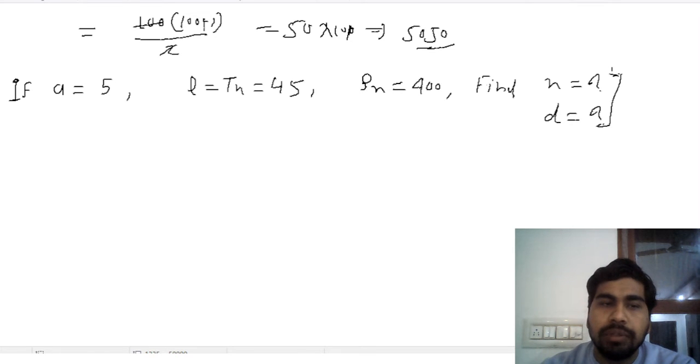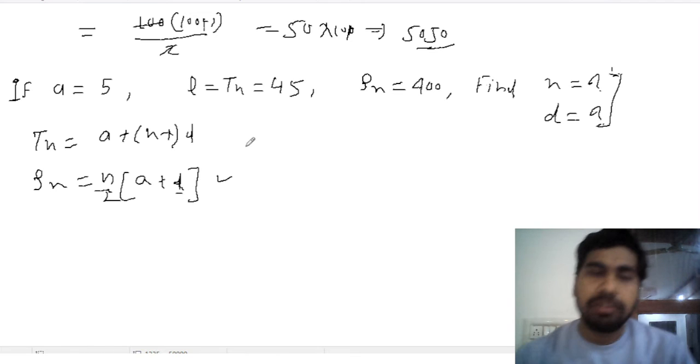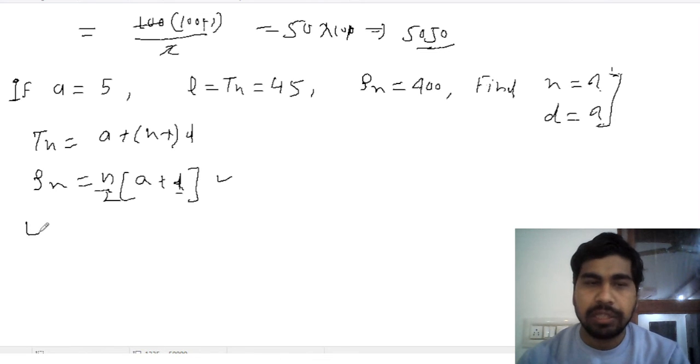Okay, so now we'll start the solution of the question. We know that Tn is equal to a plus (n minus 1) times d, and the second thing is Sn is equal to n by 2 times (a plus L). We know these two formulas. a plus L means a plus (n minus 1)d. Okay, so first we will start this. Sn given is 400, n by 2 I don't know, a is equal to 5 plus the last term I know, 45.